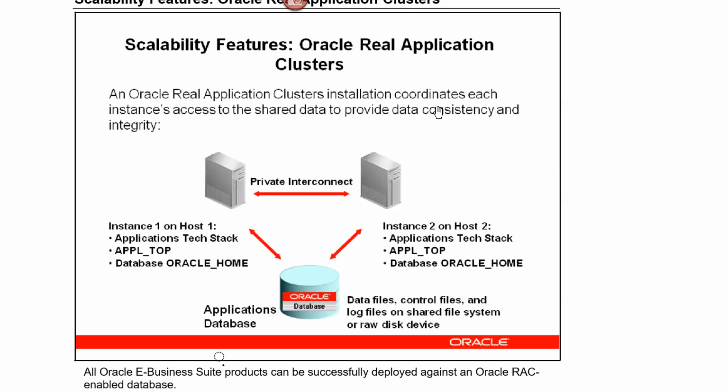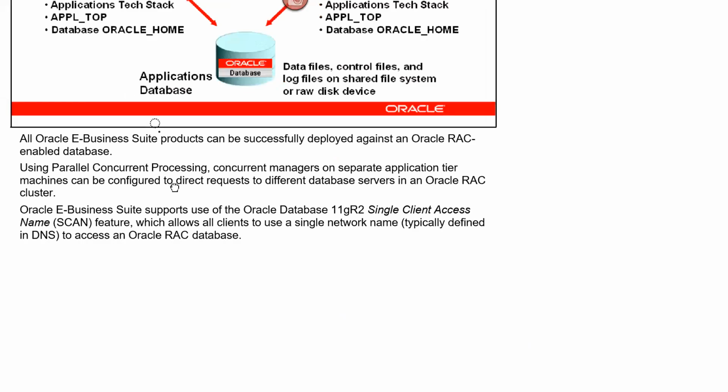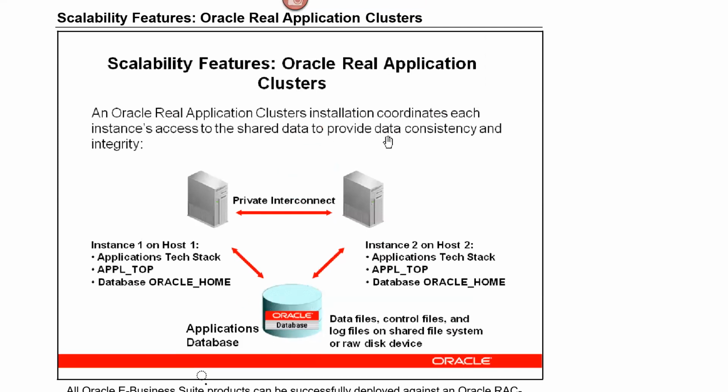A RAC installation coordinates each instance to a shared data to provide data consistency and integrity. So maybe in 5-6 years, try to gain confidence on RAC. If you gain confidence on RAC, then you're automatically upgraded to Exadata and ExaCS, and a little bit of knowledge is enough for you. In Exadata, only DBs are maintained, right? For a RAC application, a separate node will be compute instances. Application is always on a compute instance, only the database is on a RAC.